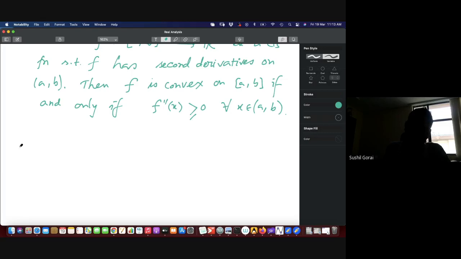All right. So how should we go towards the proof? Any idea?